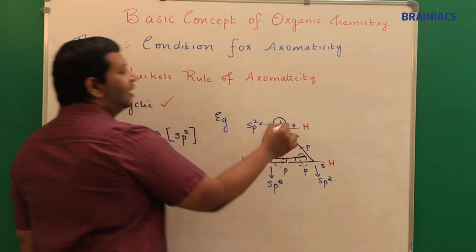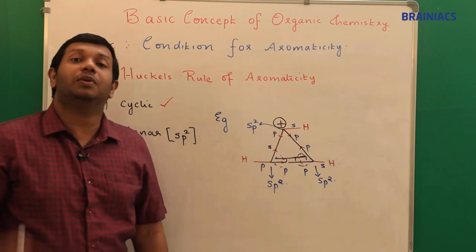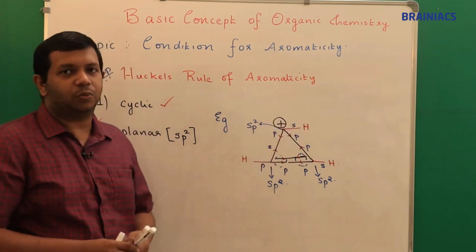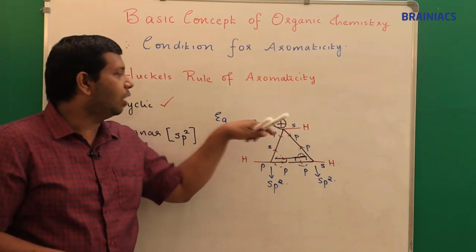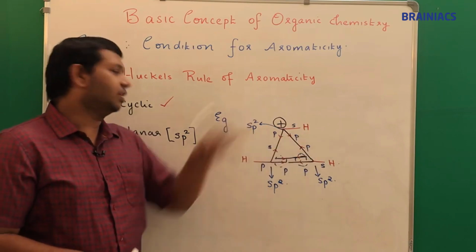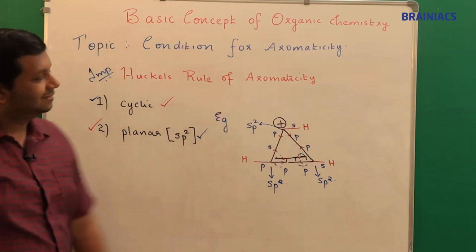sp2. Understood? Earlier, when this positive charge was not present, the hybridization of this carbon was sp3. Now, due to bond breaking, one hydrogen has gone out, and the hybridization changed to sp2. So all the 3 carbon atoms are sp2 hybridized. That means the compound is planar.